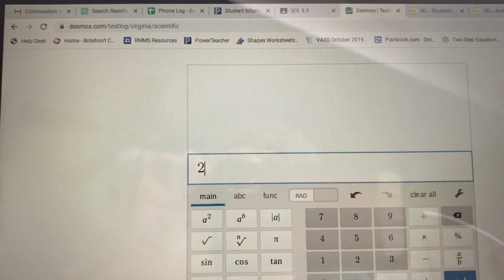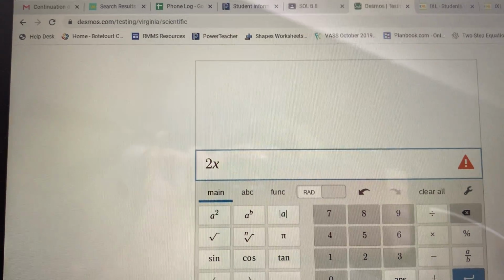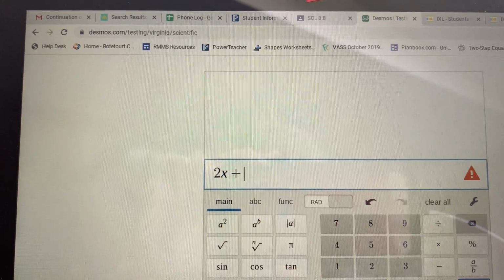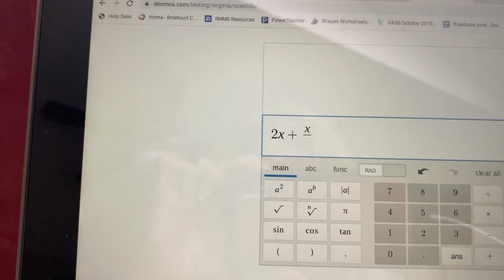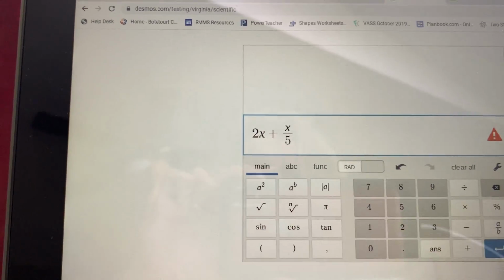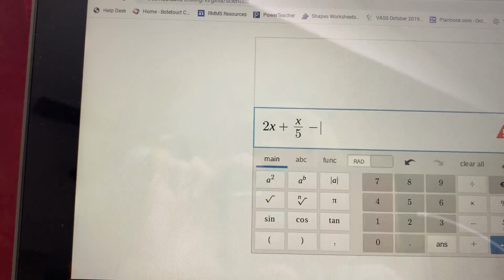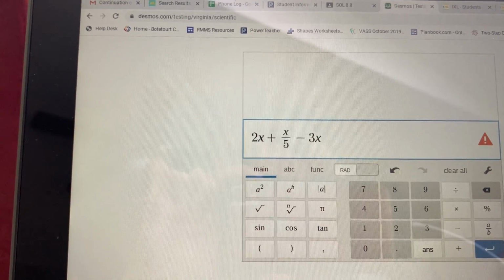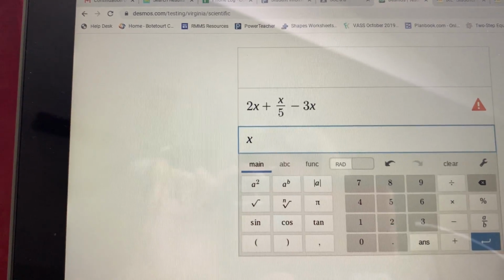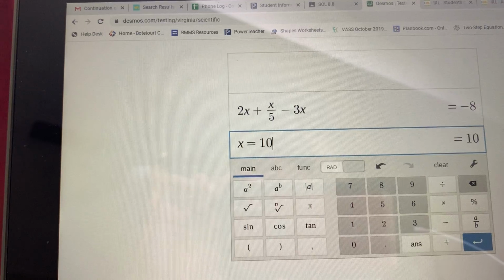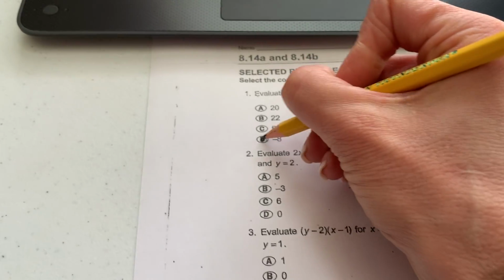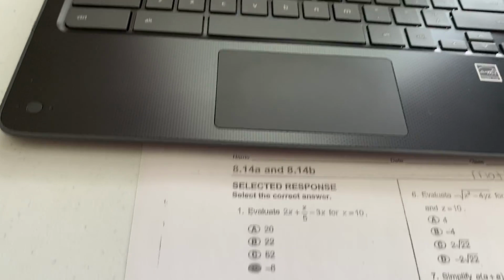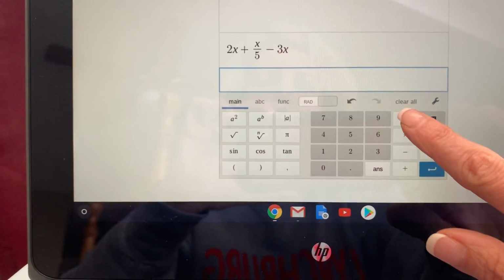So 2x plus x divided by 5. We have to click beside it to get back beside it, minus 3x. And then we're just going to type in x equals 10. It's going to do all the work for us, and we got -8. So that is answer choice D, -8.